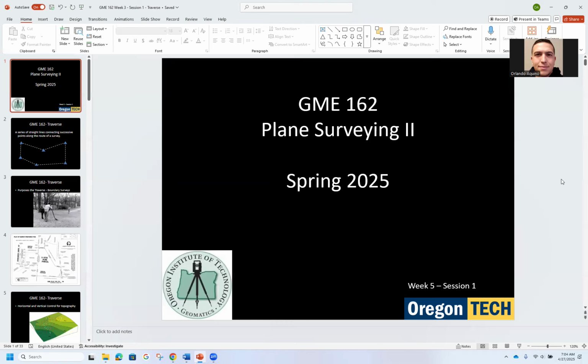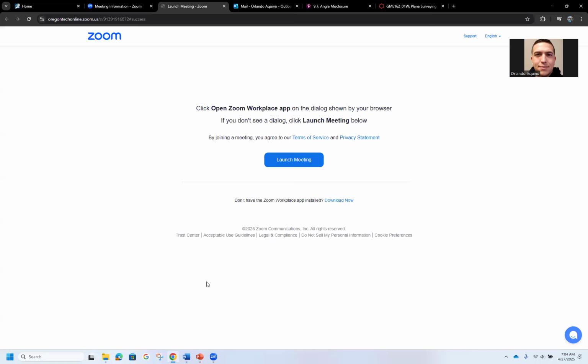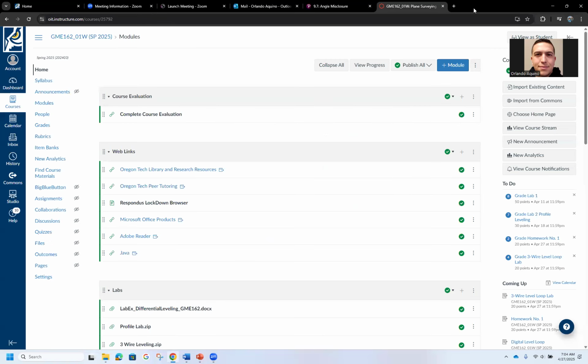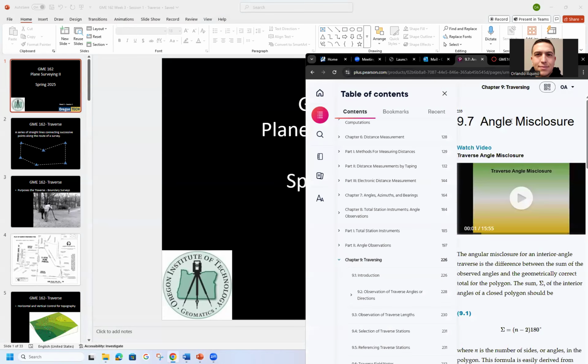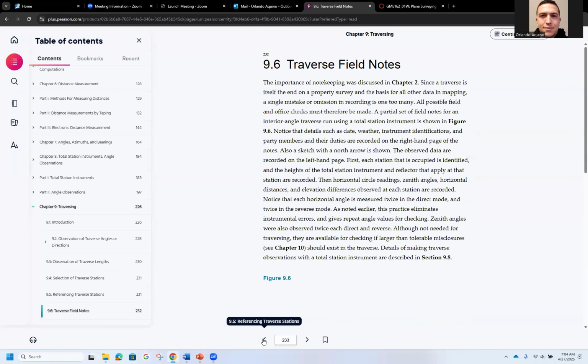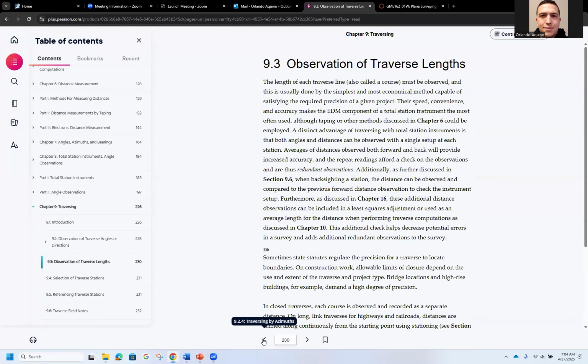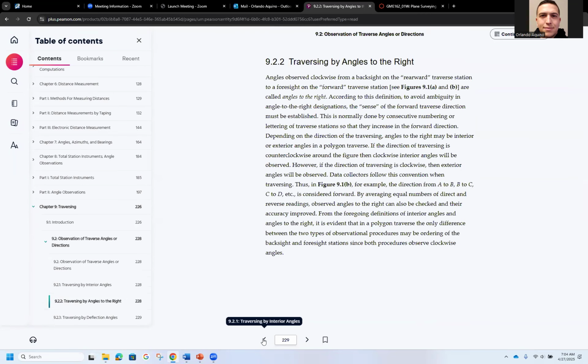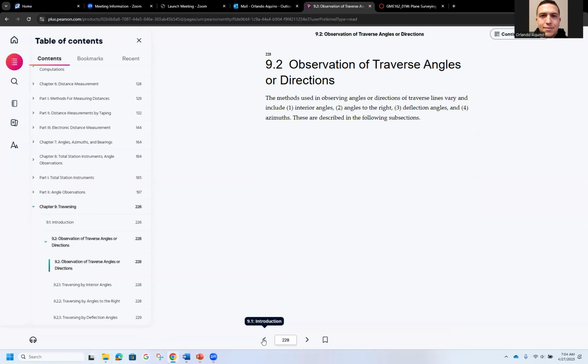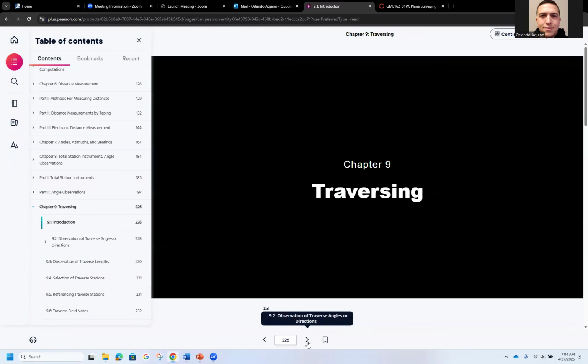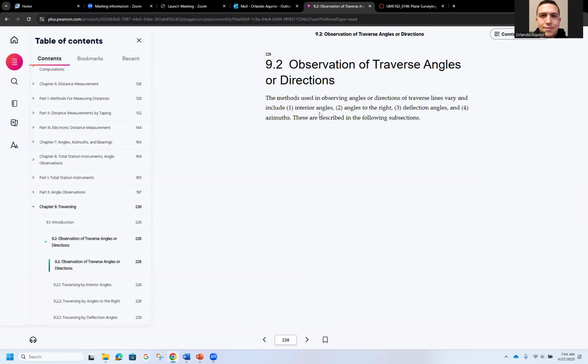But before we get into any of the computation part, we just have to discuss what a traverse is, right? Let me pull up the book here just to get the definition. Let's go to a short little definition here. So traversing is the method used in observing angles and directions of a traverse line, right? So these are the subsections of it.